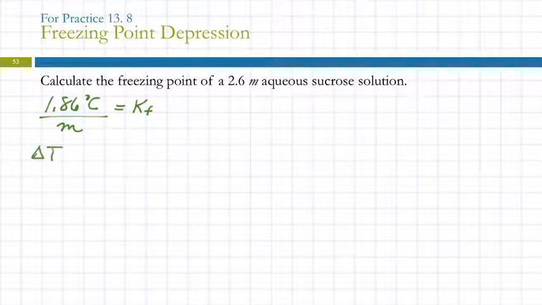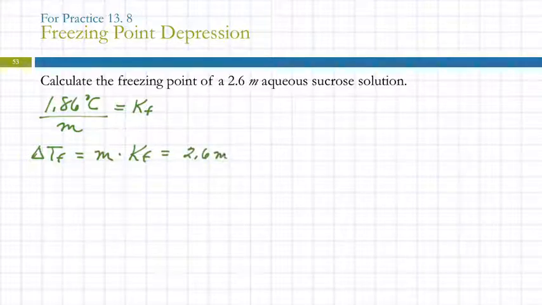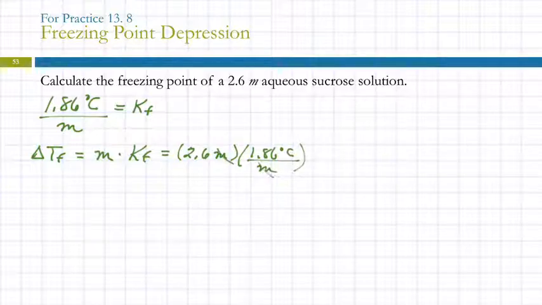So the freezing point depression equals the molality times that constant. Molality is 2.6, handed to us, and 1.86. The molals cancel out. 1.86 times 2.6 is 4.836 degrees Celsius, 2 sig figs. Is that the answer to the problem?